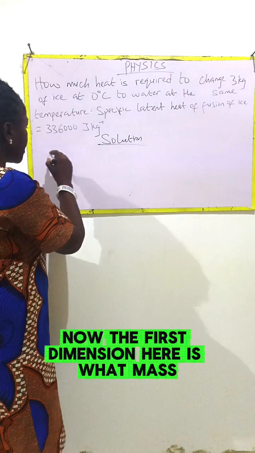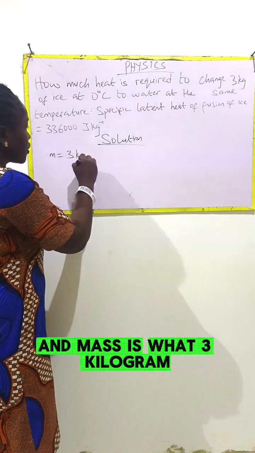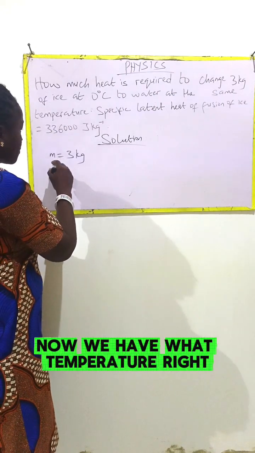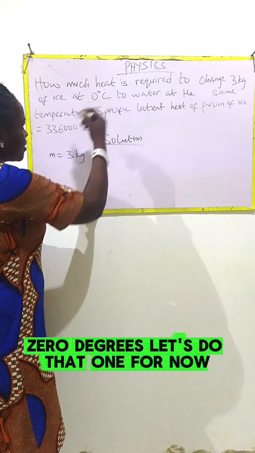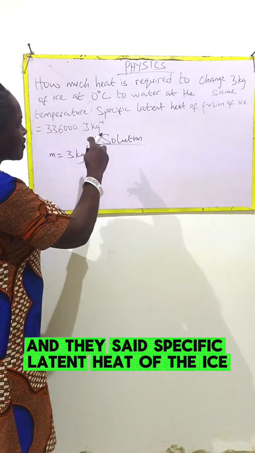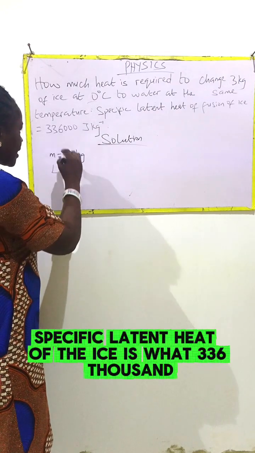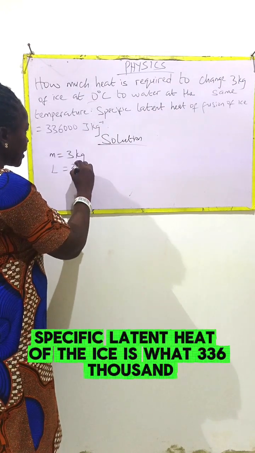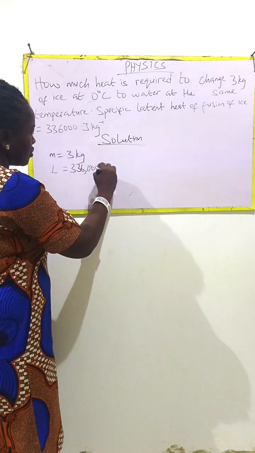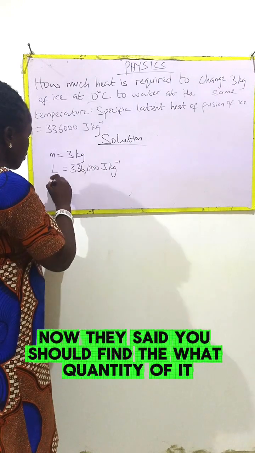Now they said how much heat is required. Now the first thing mentioned here is what? Mass. And mass is what? 3 kilogram. Now we have what? Temperature. Right? 0 degrees. Let's do that one for now. Now they said specific latent heat of the ice. Specific latent heat of the ice is what? 336,000 joule per kilogram.